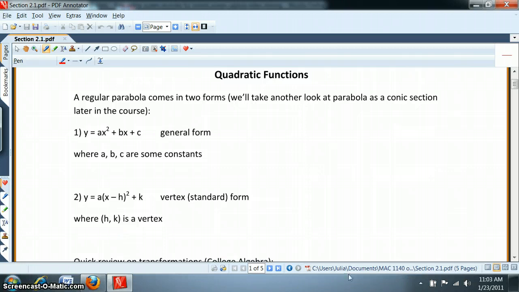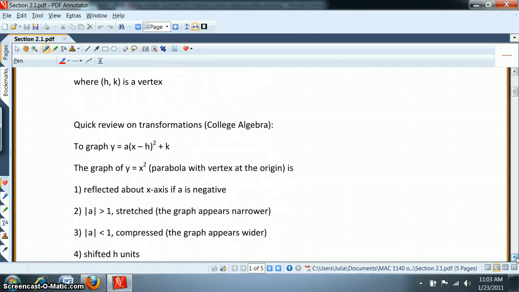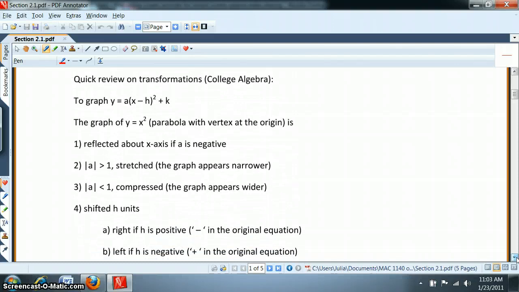So let us review a few things from college algebra. First of all, how do we graph this using the vertex form? Well, we keep in mind how to draw y equals x squared, which is the parabola with vertex at the origin. This is the standard parabola which we will use. There are five things that we will need.